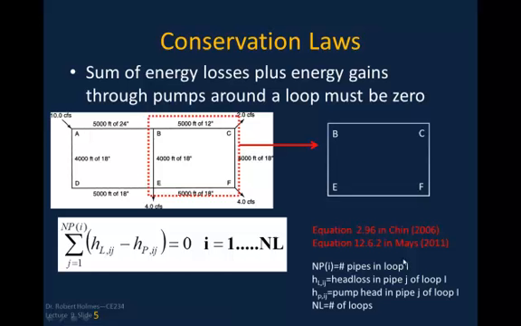In this loop I here, you've got 1, 2, 3, 4 pipes. Loop I plus 1, or loop 2, would be 1, 2, 3, 4. Notice they share a common pipe here at BE, and we'll talk more about that in a second.